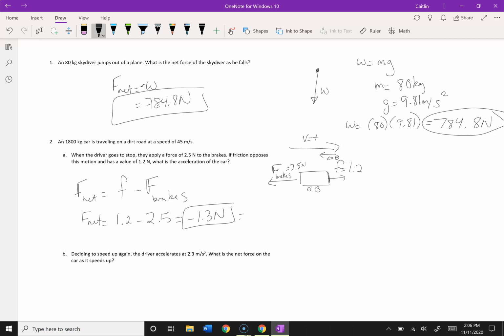Okay. All right. So then we are going to set that negative 1.3 equal to mass times acceleration. We were told the mass of the car is 1800. So we're going to do negative 1.3 equals 1800 times A. Divide both sides by 1800. It's going to be a really small number. But our acceleration comes out to be 7.22 times 10 to the negative fourth. Whoa. Meters per second squared. Okay.